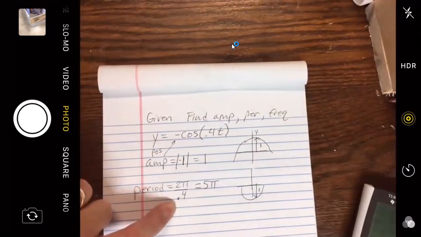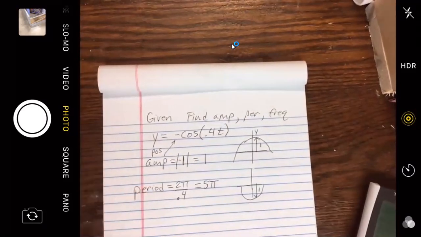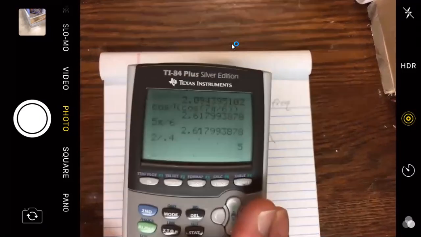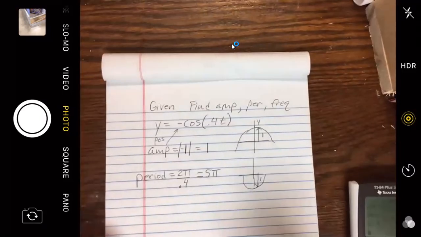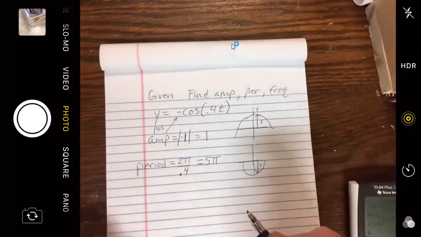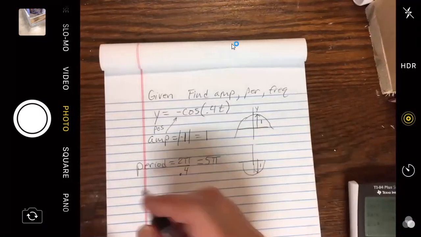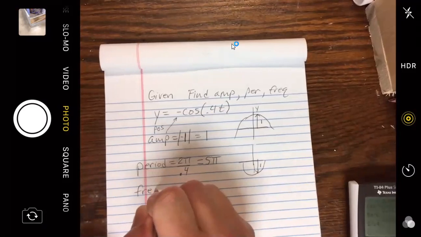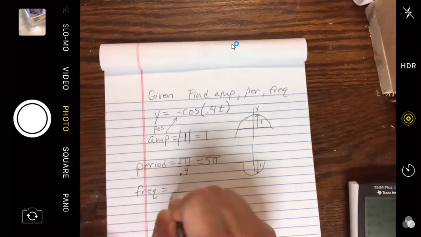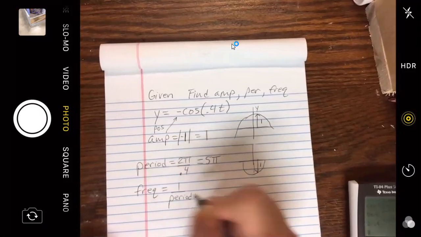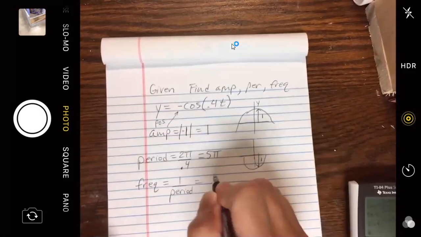2 divided by 0.4, you get 5. So your period is 5 pi. And they wanted frequency. Yeah. All right, you just invert the period. It's 1 over period. So that's 1 over 5 pi.